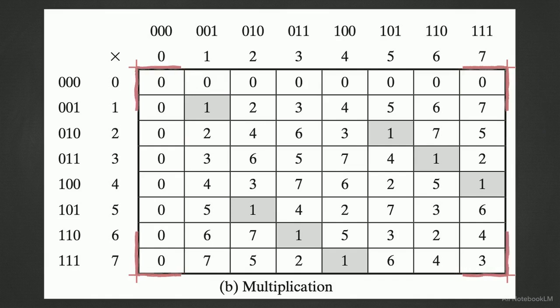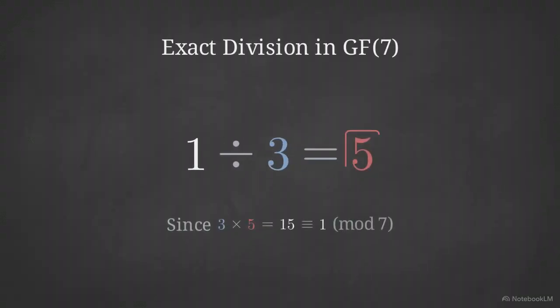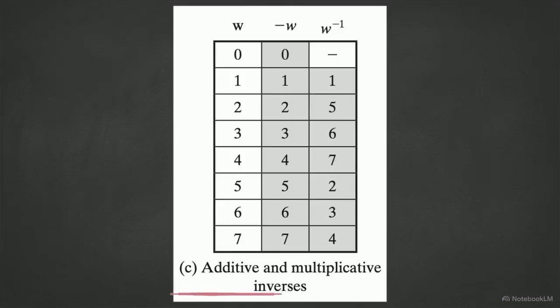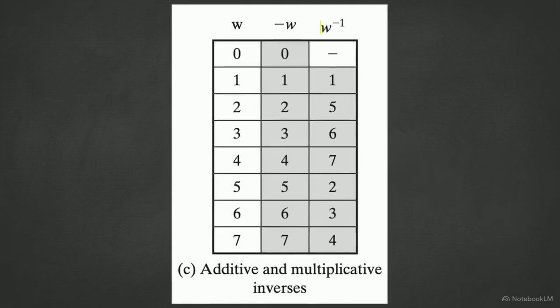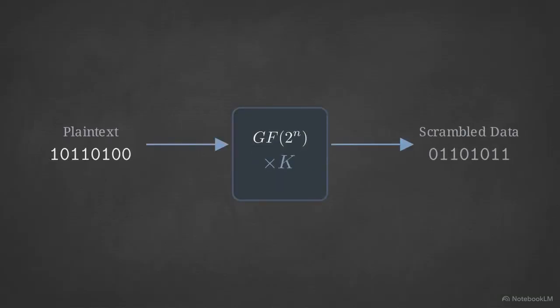To prove this system is suitable for cryptography, we must verify the existence of exact division. This table calculates the multiplicative inverse for every element in the field. The third column confirms that every non-zero element has exactly one mathematically precise inverse. This existence of a unique inverse guarantees that data transformed through these polynomials can be perfectly reversed.